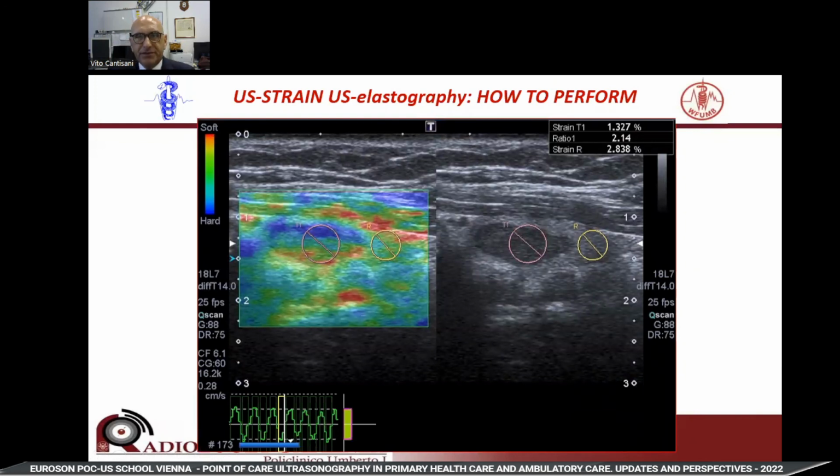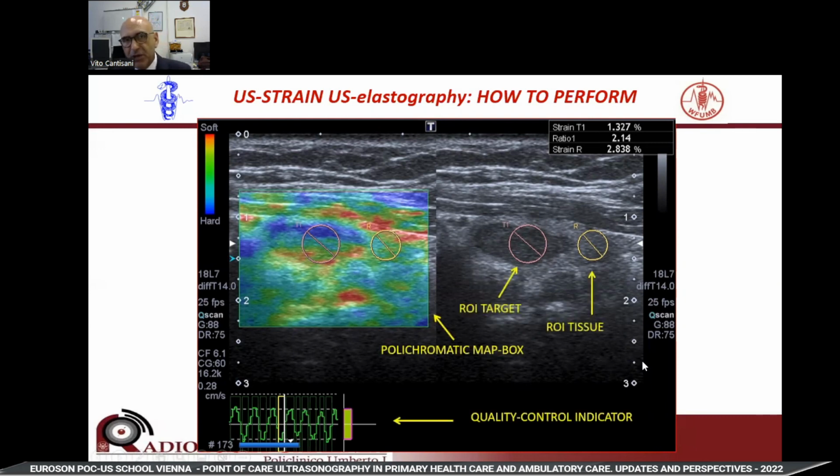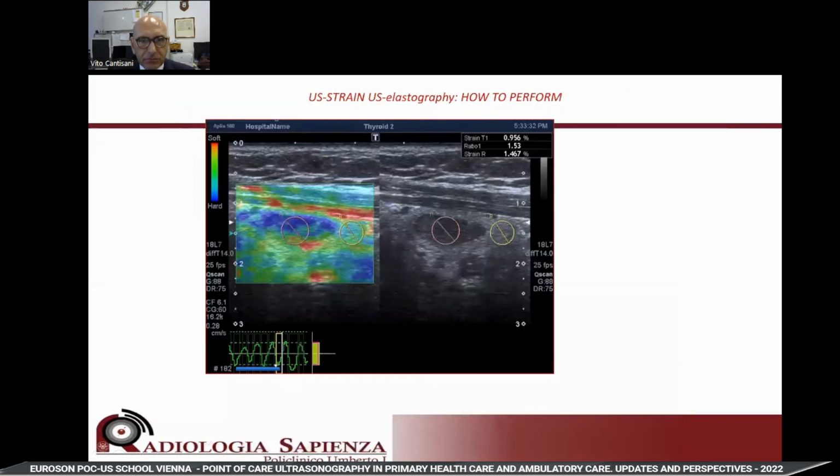What you have to check when you have done your examination: the polychromatic box should include the lesion and enough thyroid or breast in the surrounding tissue. Look at the polychromatic scale and the corresponding color. This is a qualitative indicator that shows you that you have obtained a reliable result. Then you put the ROI at the same level, if possible the same size, and you look at the number.